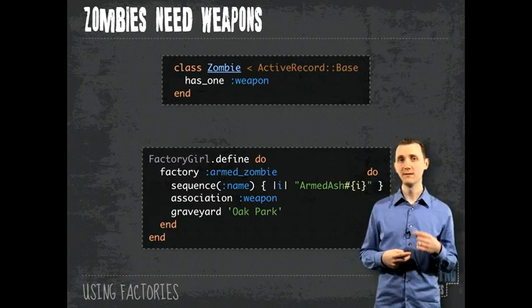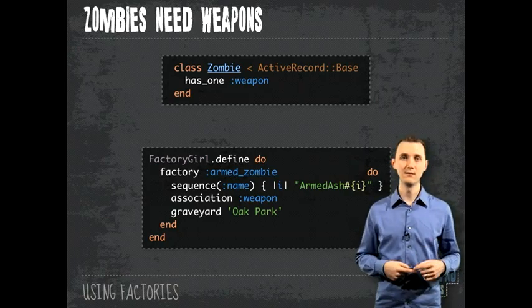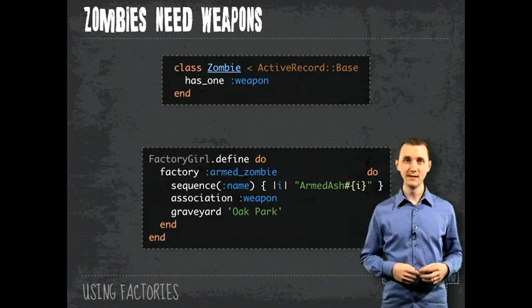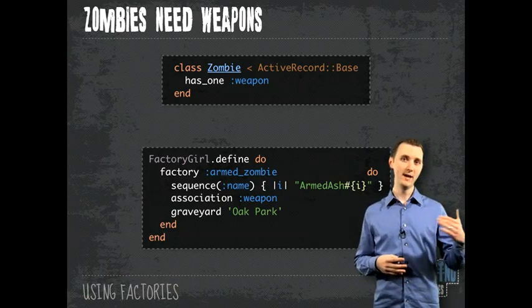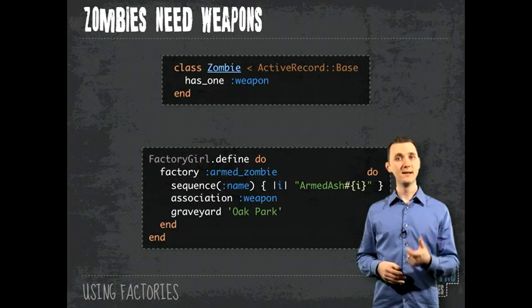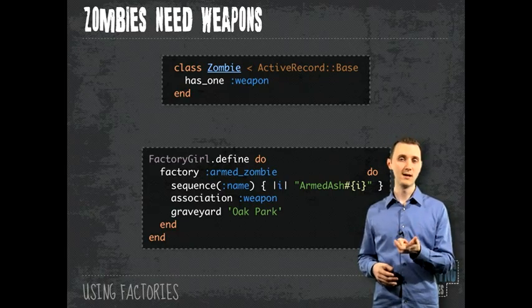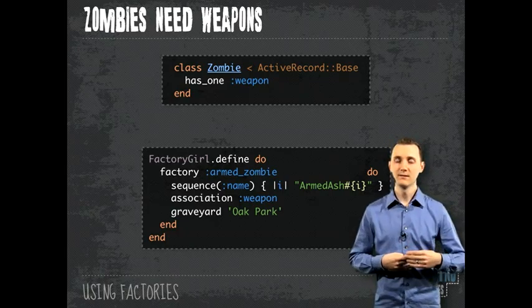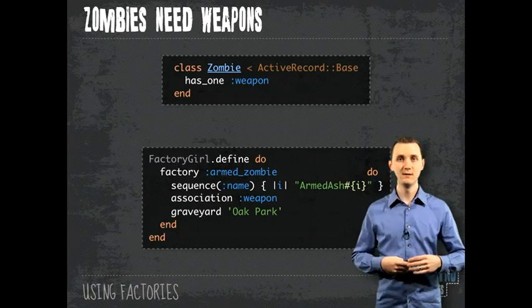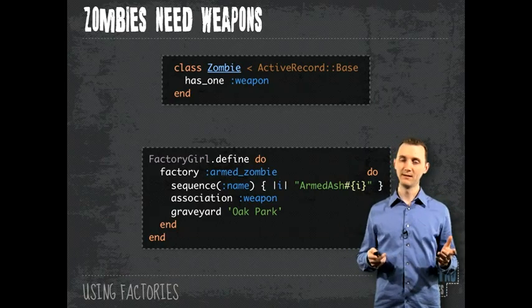And it's going to explode because Factory Girl doesn't know anything about an armed zombie. Because this factory is defined at the top level, there is no parent to this factory, it's just going to take the name and try to turn it into a constant. So it's going to say, okay, you want a factory called armed zombie? I'm going to assume you have an armed zombie class. That's not going to work in this case.